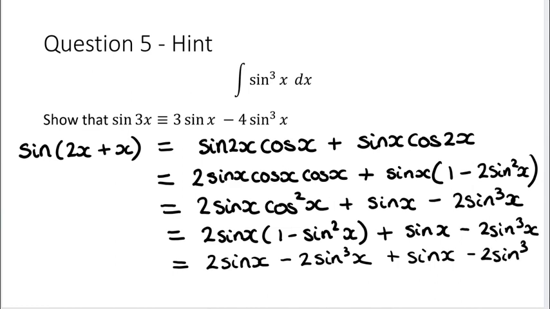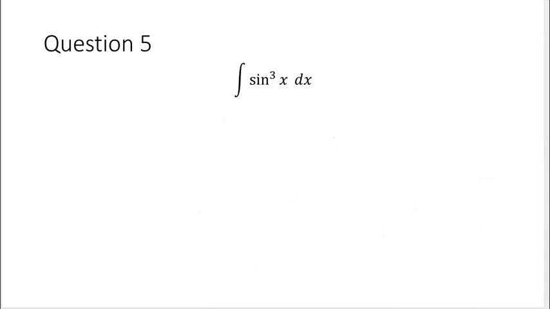This is looking promising. We can then just collect together the sines and then collect together the sine cubes. Okay, and there we have it. We've shown that sine 3x is 3 sine x minus 4 sine cubed. So the question you might be asking is, well, why did I do this? Well, let's go back to the problem.